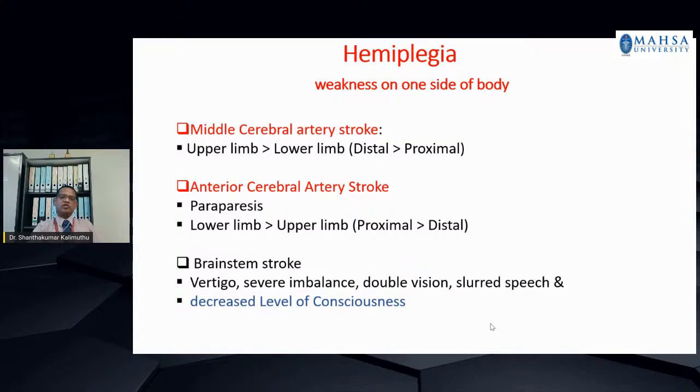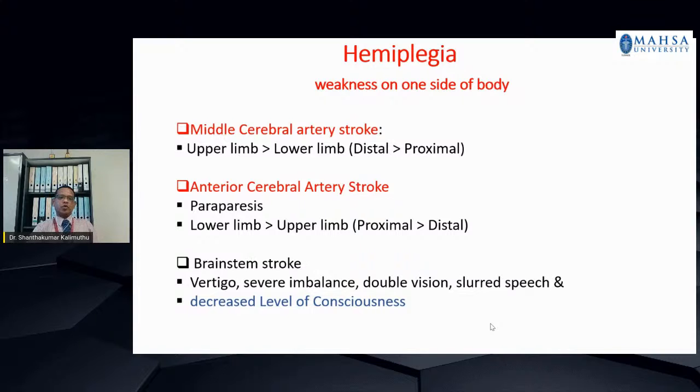Middle cerebral artery stroke is a very common type of stroke, often seen in acute care setups, physio departments, and even in community rehabilitation centers. In middle cerebral artery stroke, the upper limb will be more affected when compared to the lower limb. Distal functions will be more involved when compared to proximal functions, so they'll have difficulty in using the hand. Early usage of the hand will be affected in the acute rehabilitation phase.